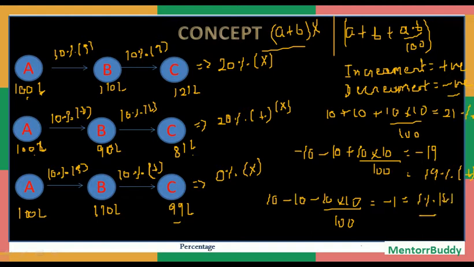So in this case we observed one simple thing, that we have to always add percentages in these kinds of cases in the form of successive addition. That will be a plus b plus a into b upon 100, and increment will be positive and decrement will be framed as negative. Now applying the very same logic in our coming question.